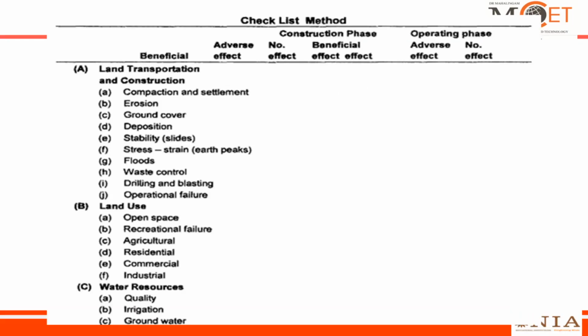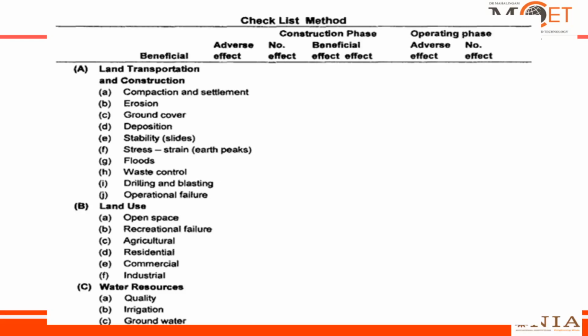So this is an example of a checklist method. We have seen an example of a simple checklist in the last session, regarding some road project. We had listed down all the environmental factors and simply mapped whether it is a positive or negative impact. Here, they have not just listed the major components, but in each of those components they have segregated the different activities.